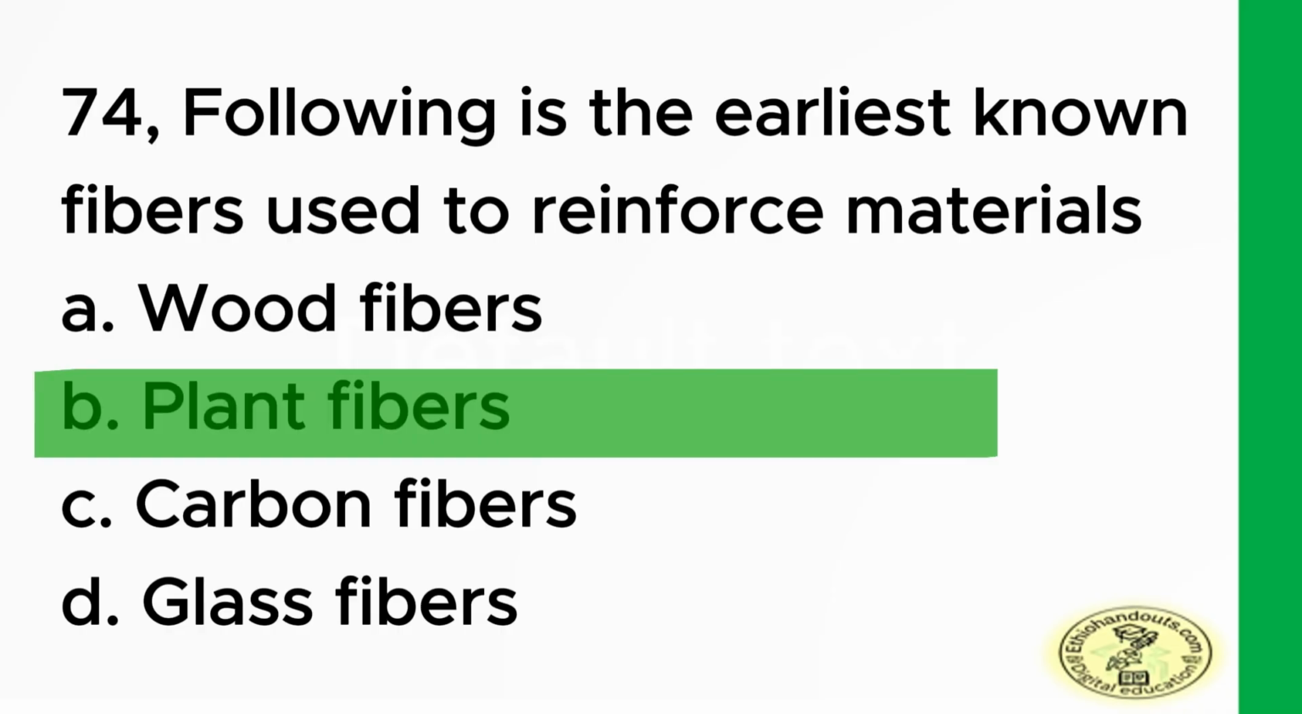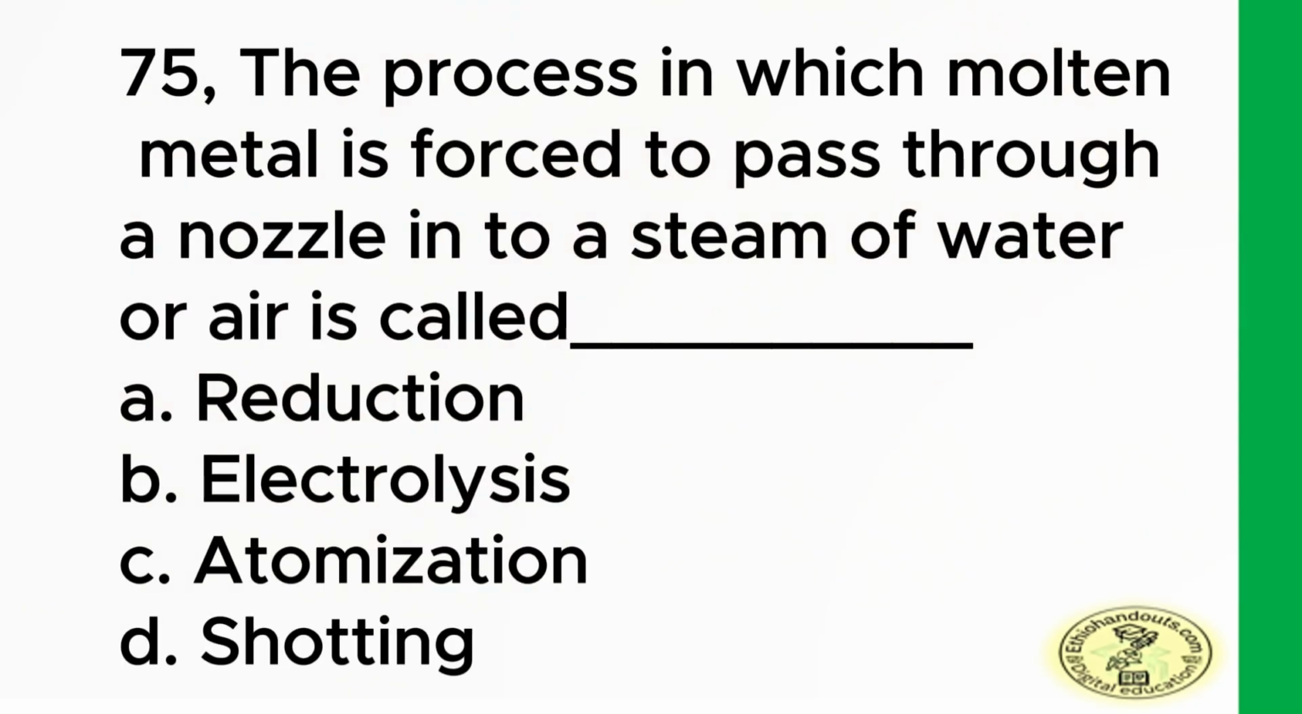The correct answer is D. Glass fibers. 75. The process in which molten metal is forced to pass through a nozzle into a stream of water or air is called dash. A. Reduction, B. Electrolysis, C. Atomization, D. Shotting.